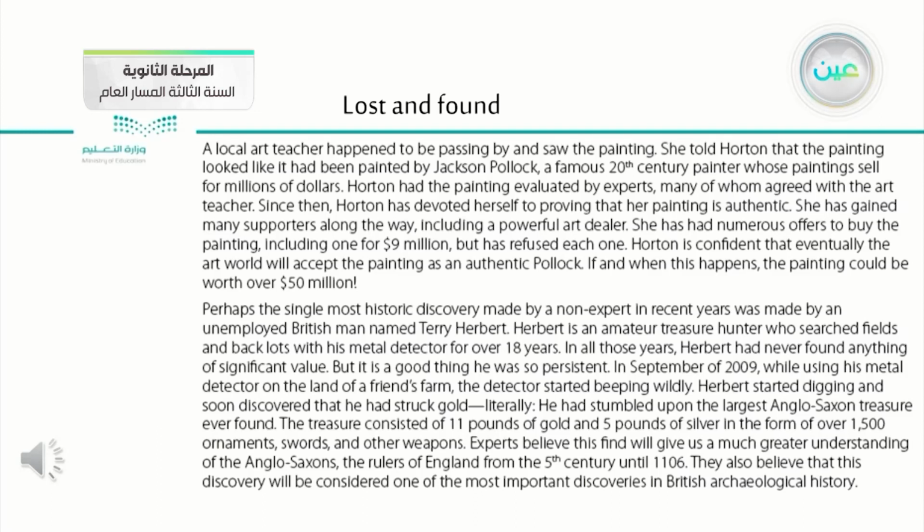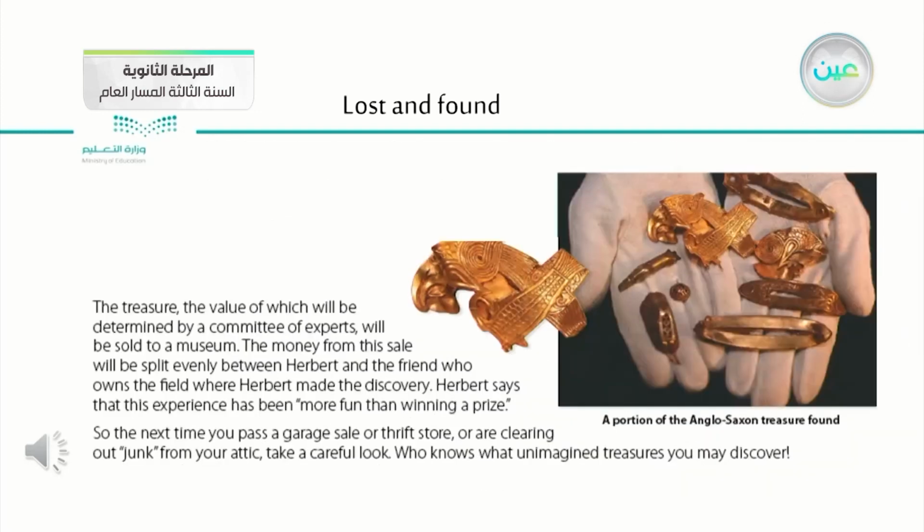The treasure consisted of 11 pounds of gold and 5 pounds of silver in the form of over 1,500 ornaments, swords, and other weapons. Experts believe this find will give us a much greater understanding of the Anglo-Saxons, the rulers of England from the 5th century until 1106. They also believe that this discovery will be considered one of the most important discoveries in British archaeological history.